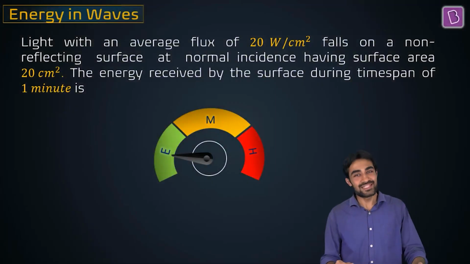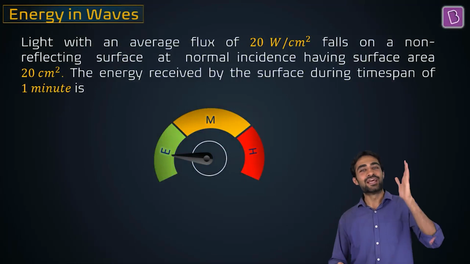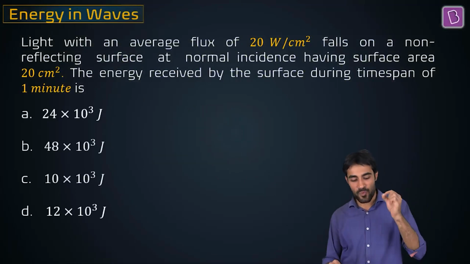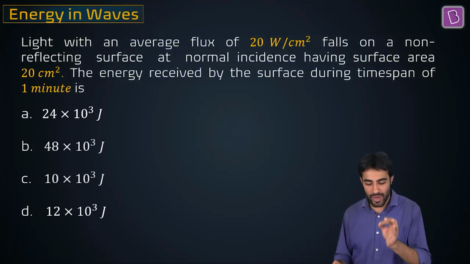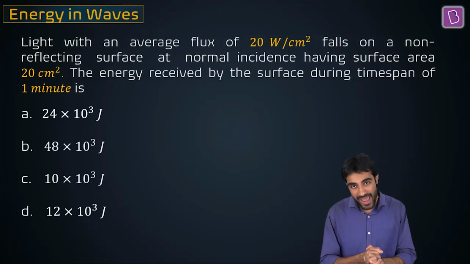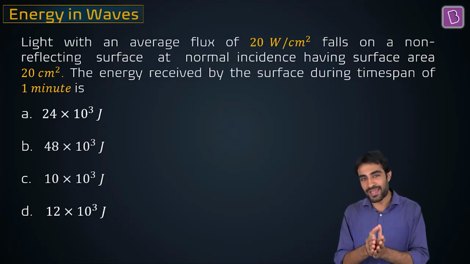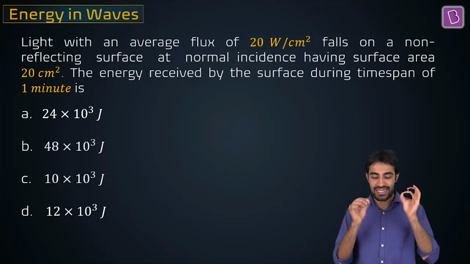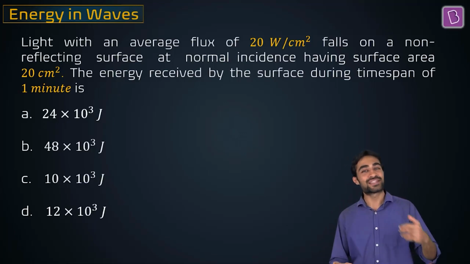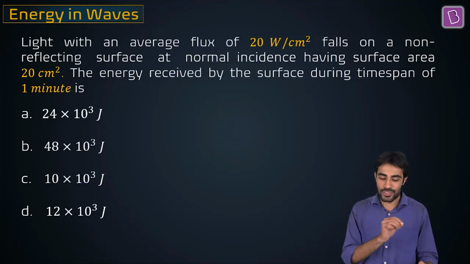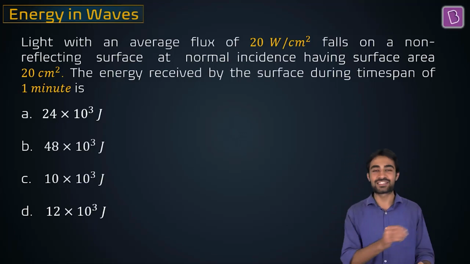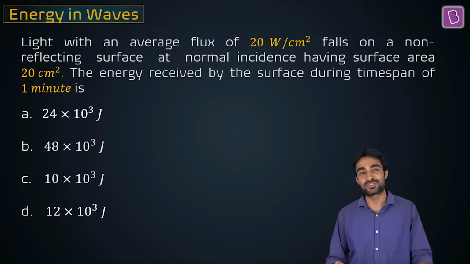Let's have a look at this question based on light energy. The question says: light with an average flux of 20 watt per centimeter square. This is the energy falling per unit area per unit time. So light with an average flux of 20 watt per centimeter square falls on a non-reflecting surface at normal incidence, having a surface area of 20 centimeter square.